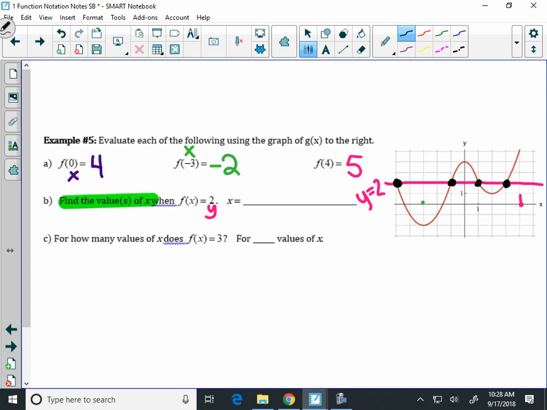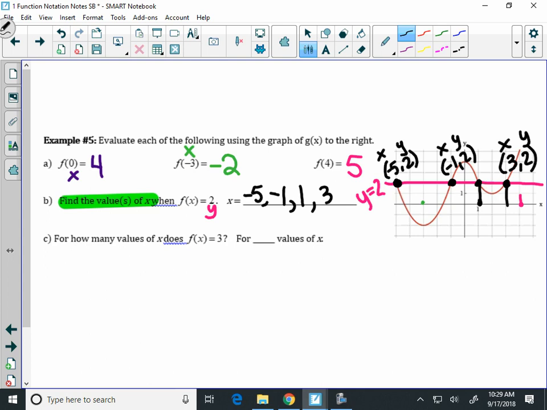There are 4 places where the x value gives you an output of 2. So we need to find those x's. This point right here is negative 5, 2. So the x value that goes with it is negative 5. This next ordered pair is negative 1, 2, with an x value of negative 1. The next output here is at x equals 1. And then the last one is at x equals 3. If you need to see that, remember, that's the point 3, 2. These all have y values of 2, then the x values we wrote down.